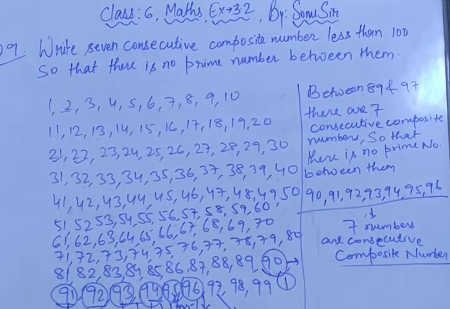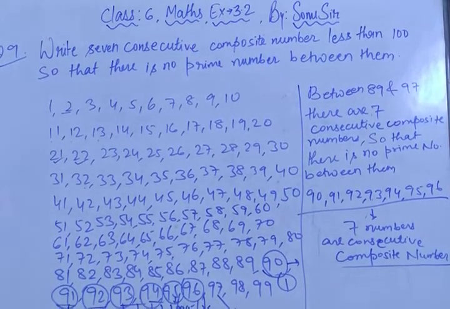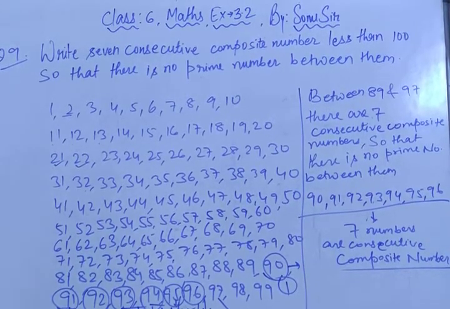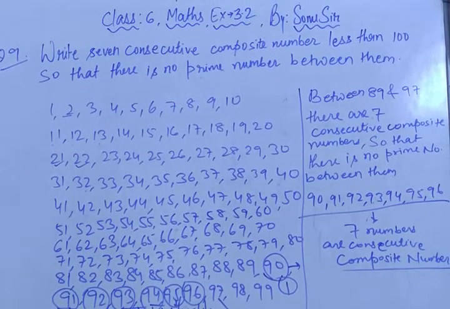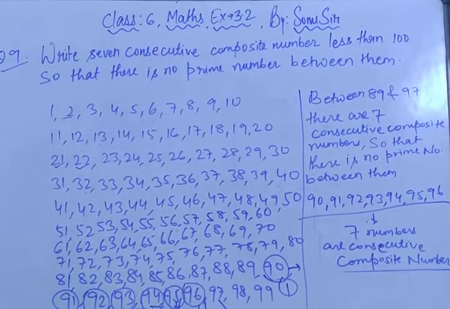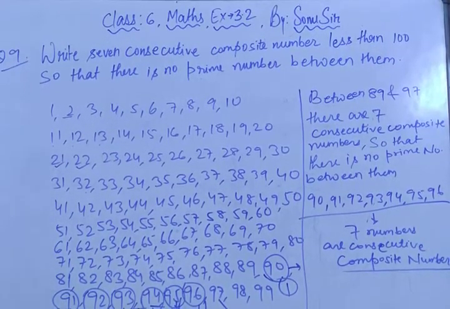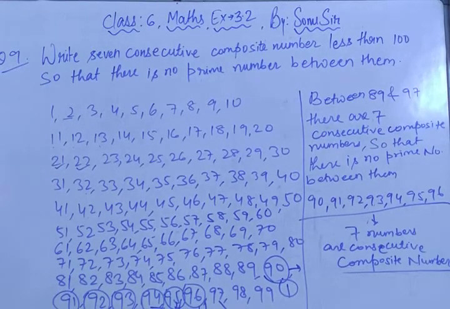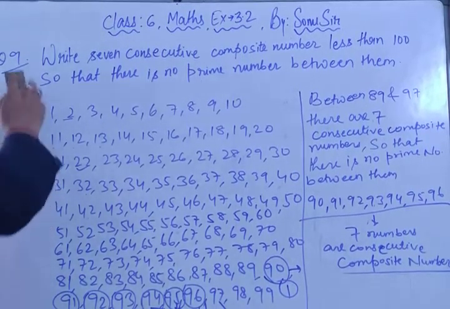So now we are moving towards question number 10. Got it? Now question number 10 is, express each of the following numbers as the sum of three odd primes.